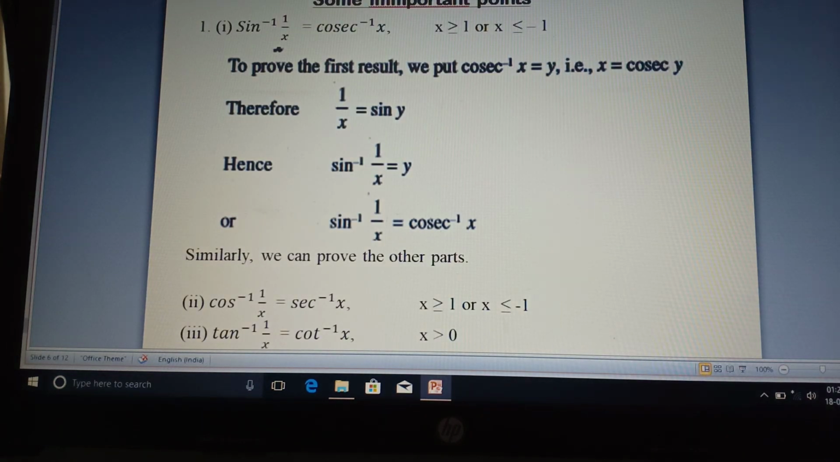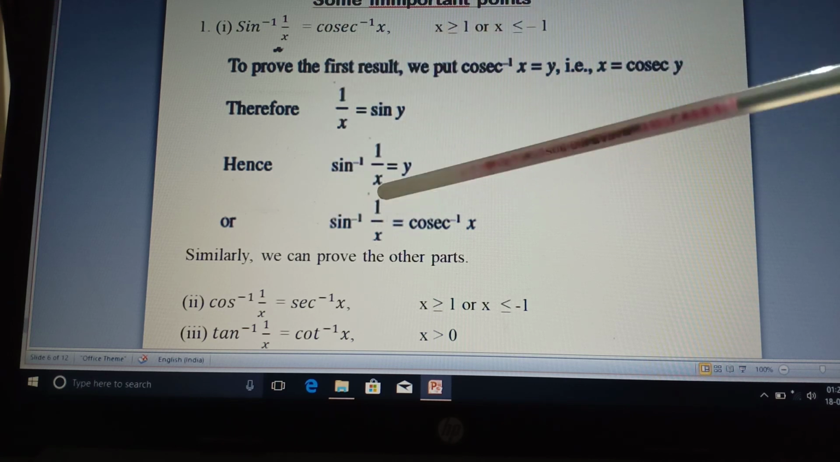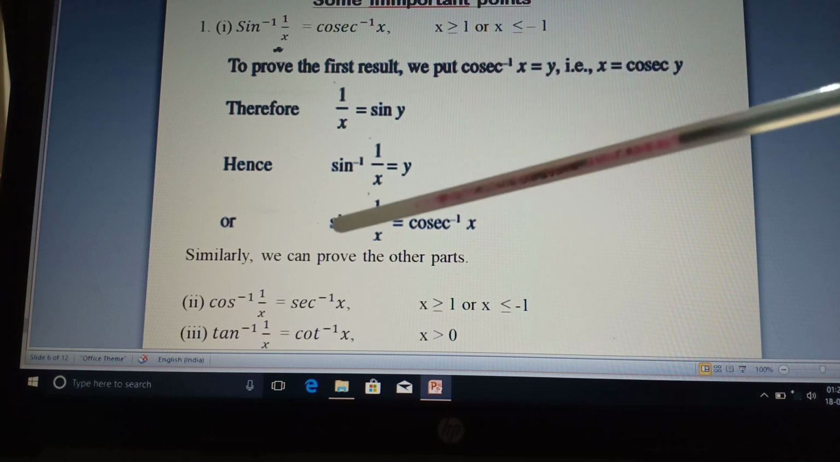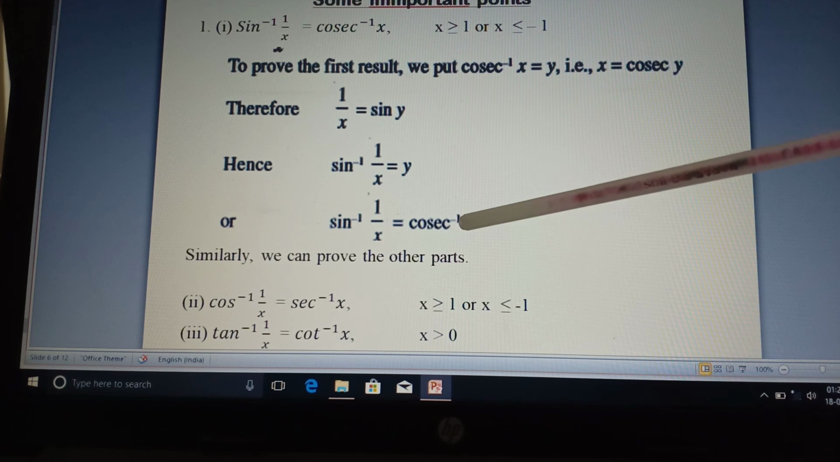There are some other points to be remembered in case of reciprocal angles. Sine inverse 1 by x can be written as cosec inverse x when x is greater than or equal to 1 or x is less than or equal to minus 1. We can prove it like this. First, let us say cosec inverse x equals y. So x can be written as cosec y, so 1 by x is 1 by cosec y. So 1 by x equals sine y, so sine inverse 1 by x equals y. Y can be written as again cosec inverse x. So sine inverse 1 by x is nothing but cosec inverse x.